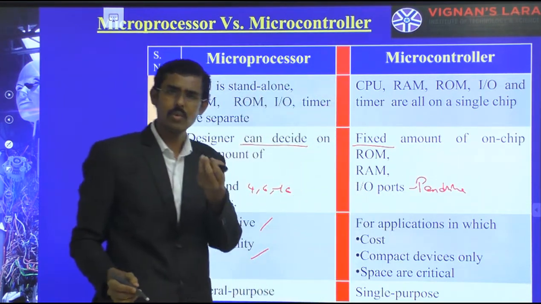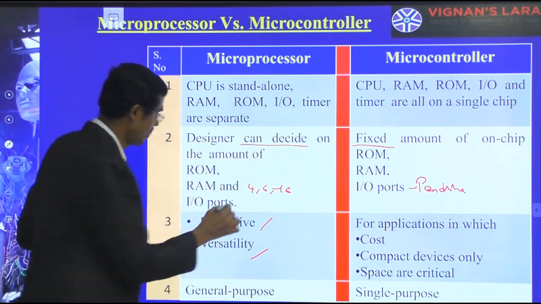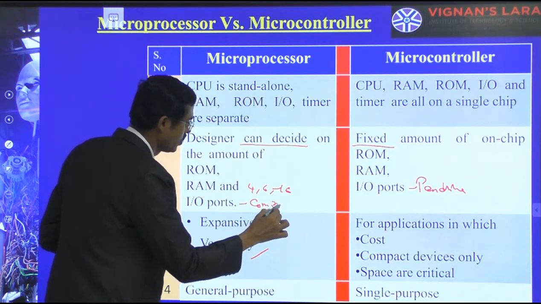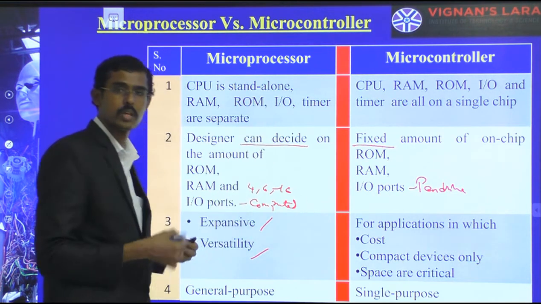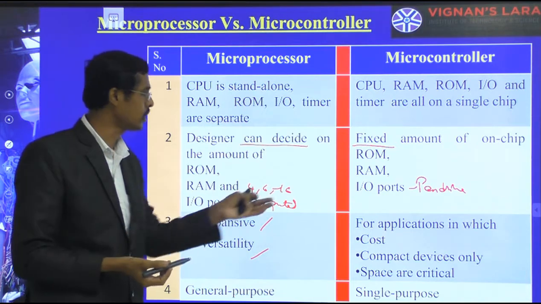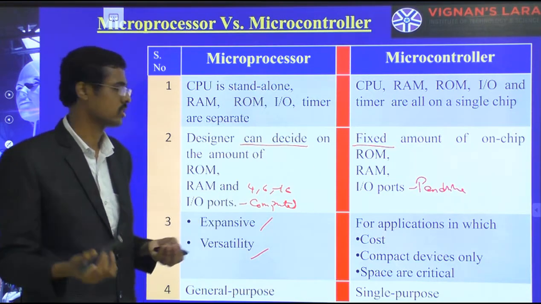So we can use only one input, one output. Here we can decide a computer. A few computers may contain one or two, and a few computers may contain 1, 4, 5, 6 multiples.